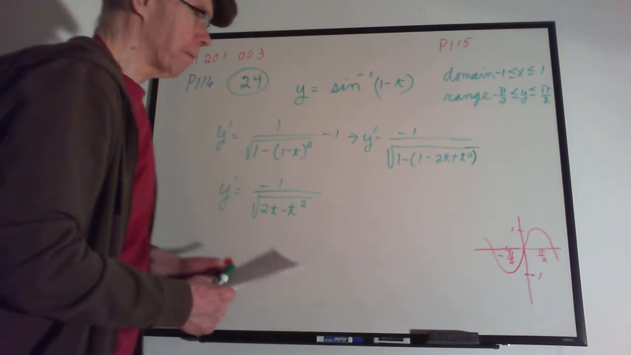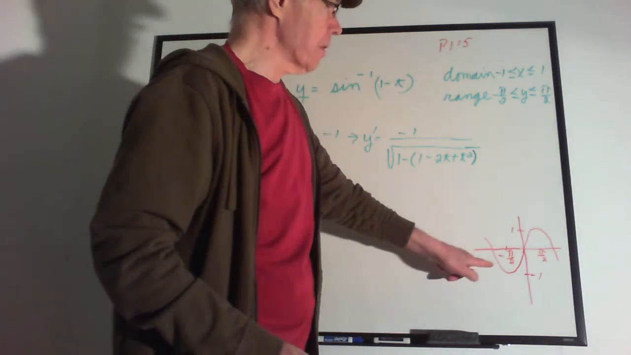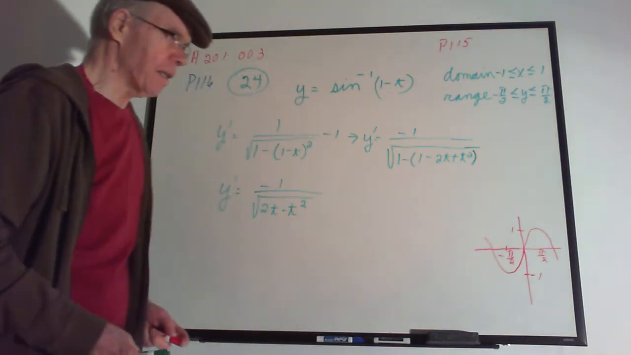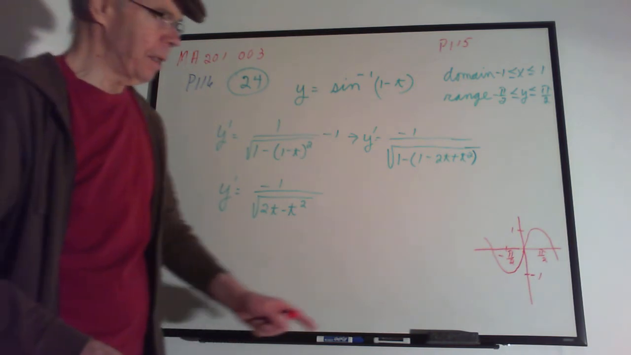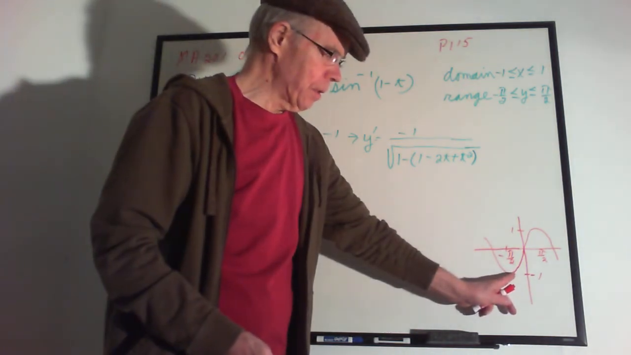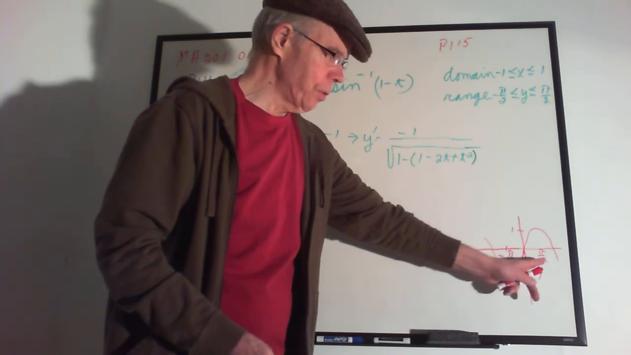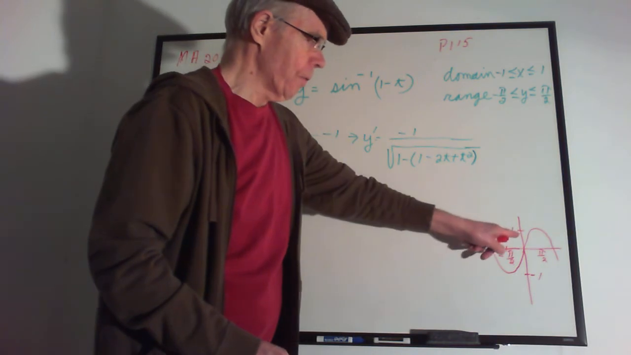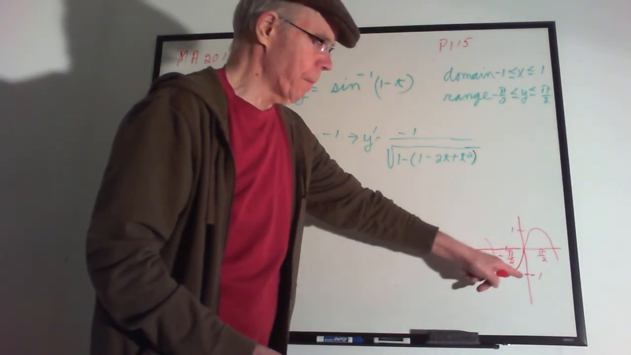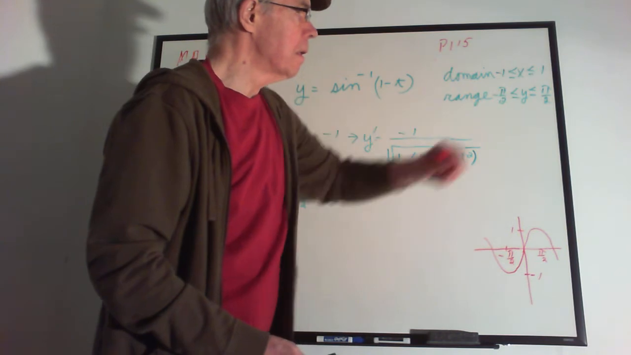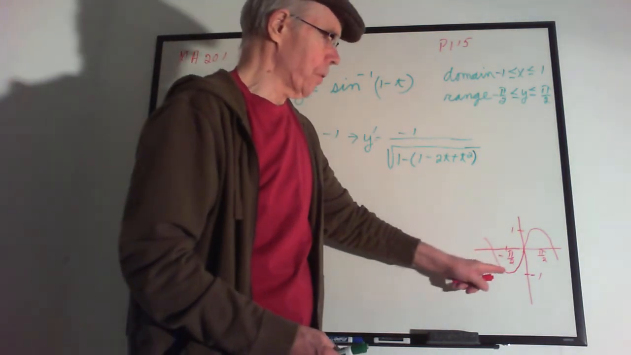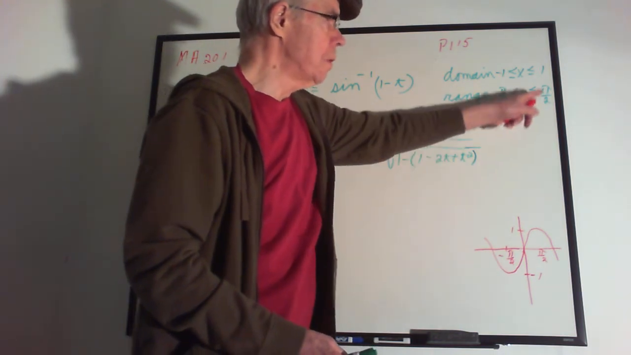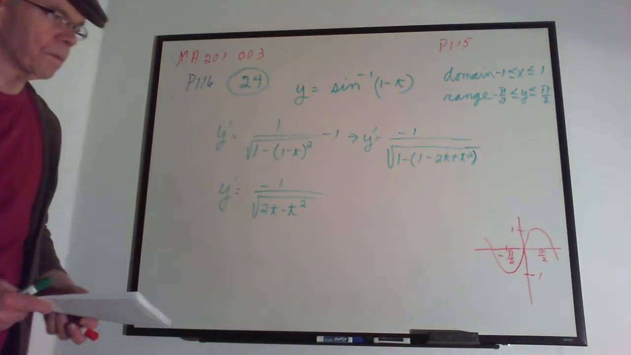Now remember, for the domain and range, this is a sine function. For a function to have an inverse, it has to be 1 to 1, which means that it's going to be from negative pi over 2 to pi over 2. I'm going to truncate it. So this is going to become the domain, negative 1 and 1, and the range is going to be negative pi over 2 to pi over 2.